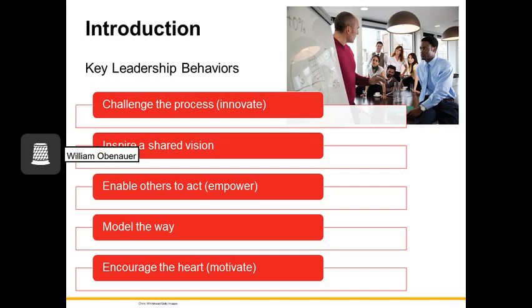As leaders, there are a few key behaviors that we need to engage in order to be successful. The first of those behaviors is to challenge the process or innovate. We can't get caught up in how things have always been done. We need to critically evaluate whether or not our current processes and procedures are positioning us for success. We also need to inspire a shared vision, and we're going to talk about that a little bit on the next few slides. Next, we need to enable others to act by empowering them.